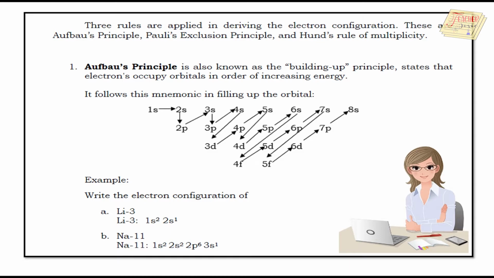First, 1s, next is 2s, next is 2p, next is 3s, down to 3p, then 4s, down to 3d, 4p, 5s, down to 4d, 5p, 6s, down to 4f, 5d, 6p, 7s, down to 5f, 6d, 7p, and 8s. Let's have an example.